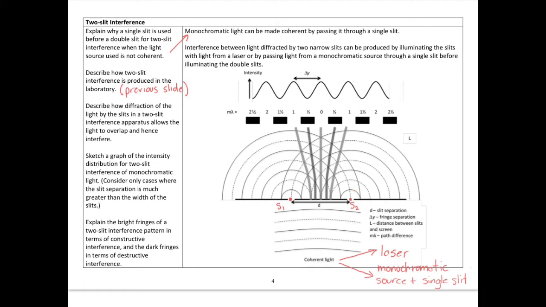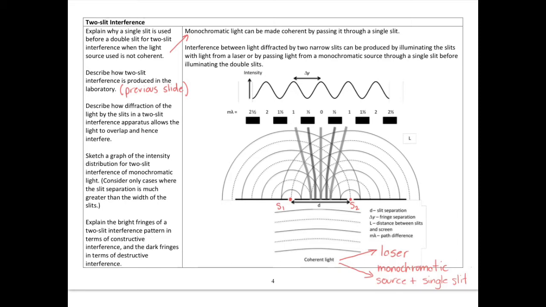So that combination of two slits acting as two sources, with diffraction spreading out the light, sets up the conditions, if you like, for us to get an interference pattern. Now, we saw this on the previous slide.